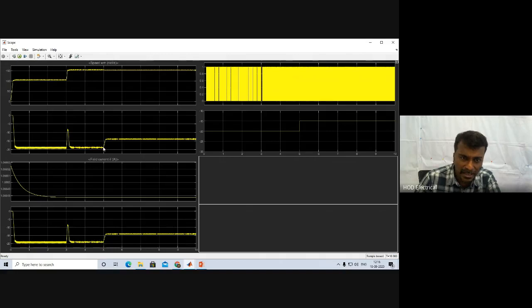Then what happened at 5 seconds, I have reduced the load to 15 Newton meter. So accordingly, the current is also reduced. Then the field current, I am not doing anything, it is always constant. Then this is the electromagnetic torque. The shape of this electromagnetic torque will reflect the armature current waveform.